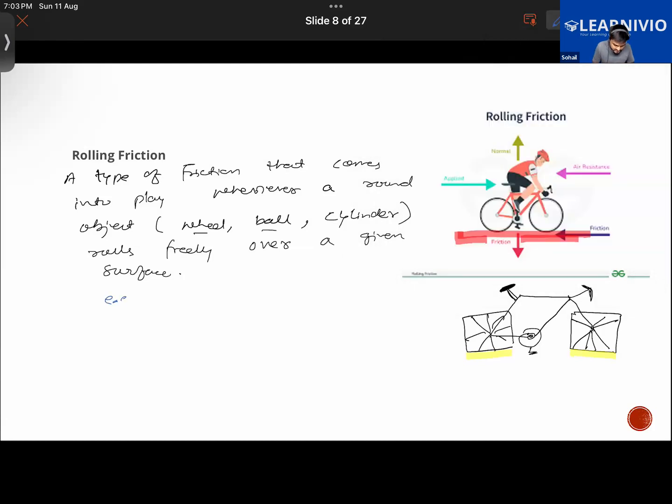What are the examples? Examples are wheels of a bicycle, or skateboards also. Furthermore, skating shoes. Yeah, skating shoes, that also.